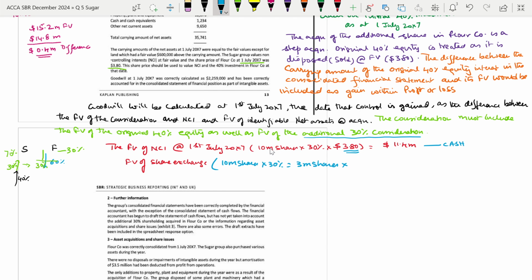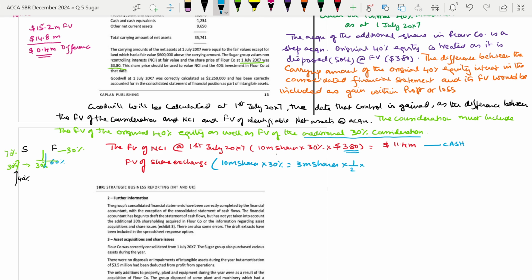You got 11.4. Okay, now, how many shares are you purchasing for the 30%? 3 million. Is it right? How much are you getting? 1 for 2. Is it right? 1 for 2 means 1 by 2.